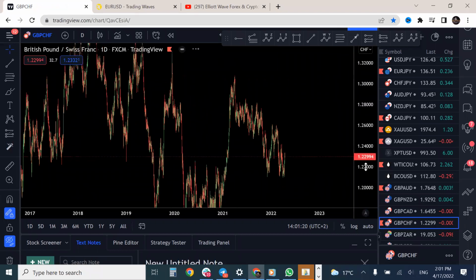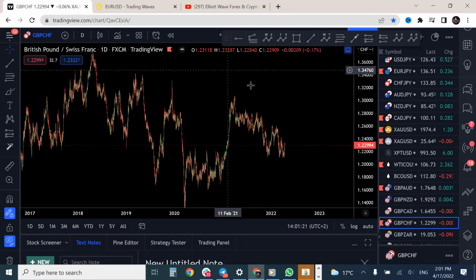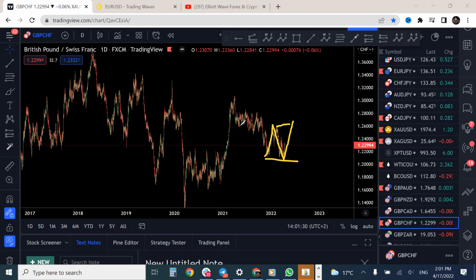Pound CHF looks like it's starting to slow down here. We can get a bigger corrective structure here on pound CHF. Now, if you look at where this comes from, we've got this one here. That is a 3-wave structure here. We want to see pound CHF start pushing to the upside here. If that happens, we're going to have this one as a WXY corrective structure here.